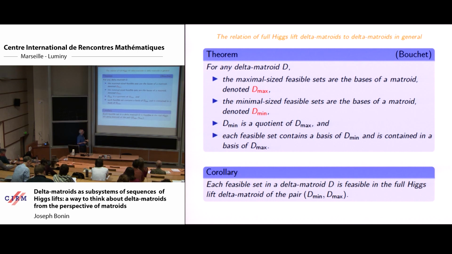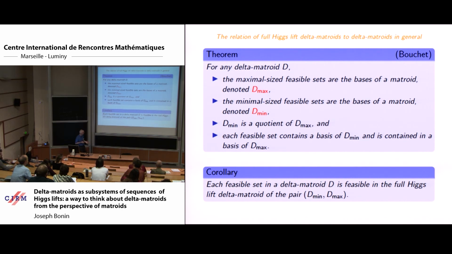So this is a result, or a compilation really, of results from Bouchet. Whenever you have a delta-matroid, if you look at the feasible sets of maximal size, you will have a matroid. We call that Dmax. If you look at the feasible sets of minimal size, those are the bases of a matroid. We call that Dmin. It's always true that Dmin is a quotient of Dmax. And each feasible set contains a basis of Dmin and is contained in a basis of Dmax, which should sound very familiar. That sounds like the description of the Higgs lift, right?